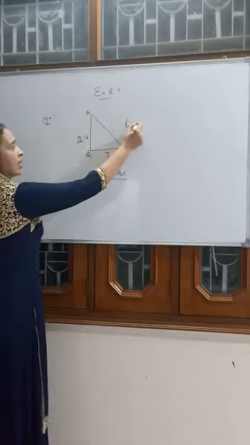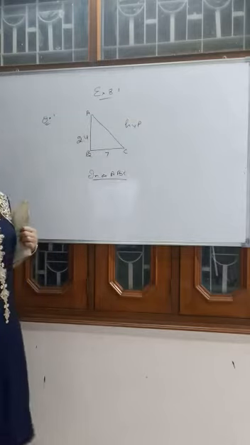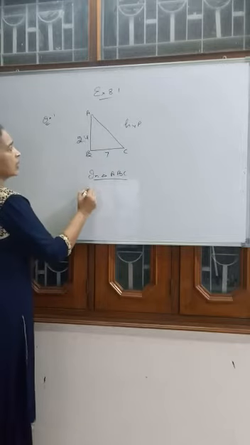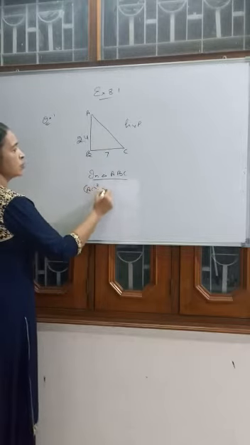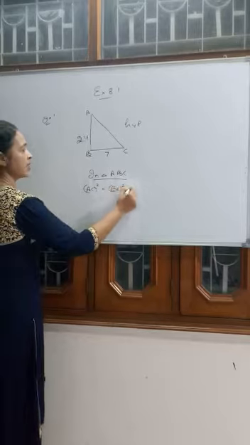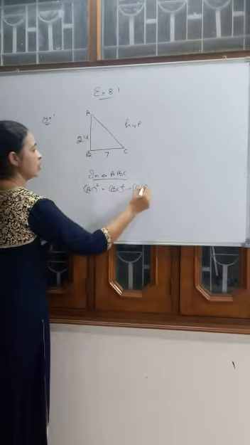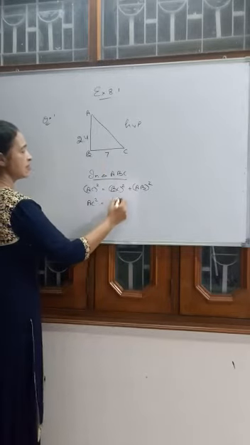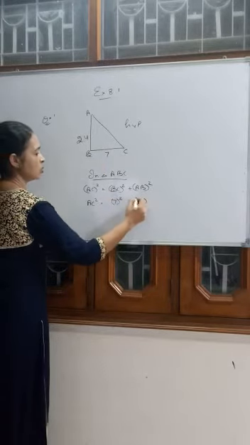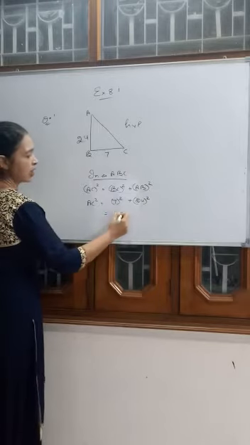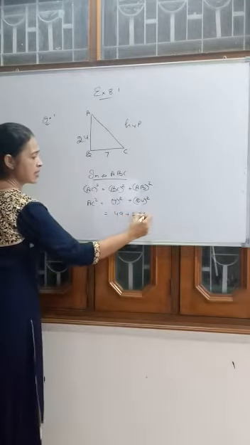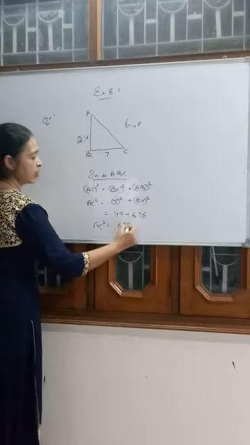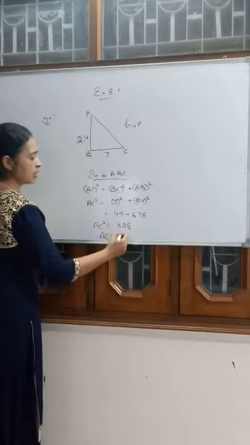What is AC? Hypotenuse, and hypotenuse whole square equals base whole square plus perpendicular whole square. AC whole square equals BC whole square plus AB whole square. AC whole square equals, what is BC? 7 whole square plus 24 whole square. That is 49 plus 576. AC square equals 625. And what will be the value of AC?